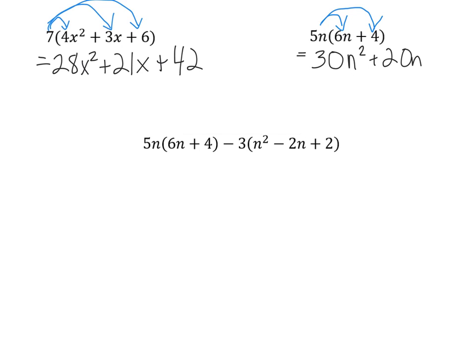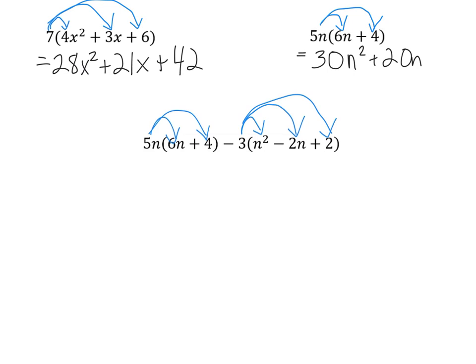So let's do this example next. A little bit more complicated, but not that much more. Based on the two ideas we've just covered, you should be able to do this one as well. Alright, so here I'm going to be doing 5n times 6n and 5n times 4. And then over on this side, when I write this out, I'm going to be doing negative 3 times n squared, negative 3 times negative 2n, and negative 3 times 2. And again, I'm using the distributive law here to get this done. So let's go through that.